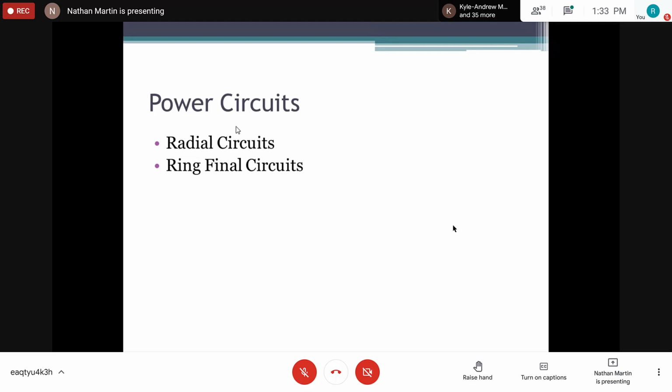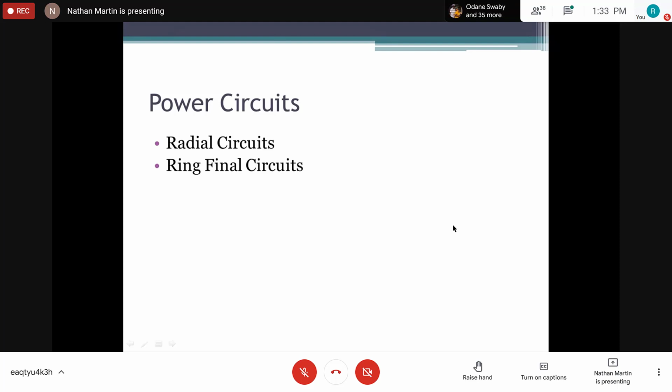Now, for your power circuits or your plug circuits, we have two types of connection, right? We talk about your radial circuit connection. And you have your ring final circuit connection, right? You would have learned about these at some point for some persons when we talk about installation.